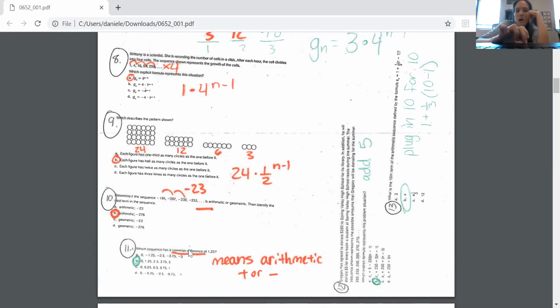Which sequence has a common difference? Common difference means it's arithmetic, so you're adding or subtracting. And since it's a positive 1.25, it means you'd be adding it. So B is the best answer.